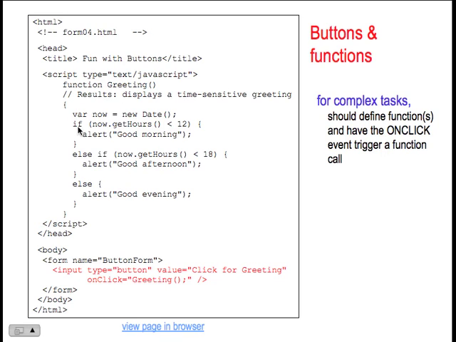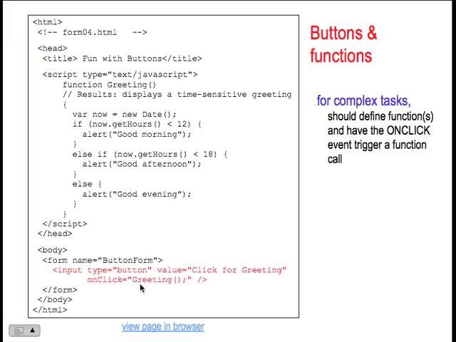And so here we have variable now is going to be equal to new Date. It's going to say get us the date. If now.getHours is less than 12, then we're going to set up an alert box. This says good morning. And then if it's smaller than 18, good afternoon. Otherwise, it's larger than 18. It must be the evening. So good evening.